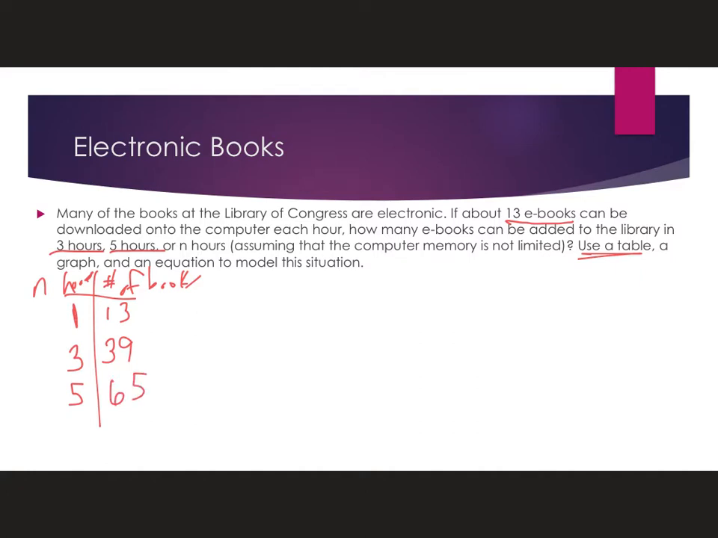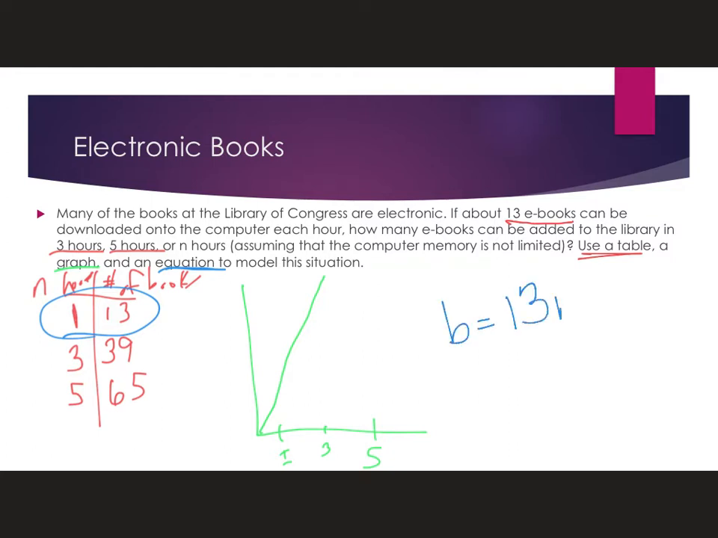Then we were asked to make a graph. So our graph of this one would be like this. We could check at any possible time. 1 hour, 3 hours, 5 hours, but we can check in between. And then finally, we need our equation. So our equation is each hour we could download 13 books. So the number of books equals 13 times the number of hours.